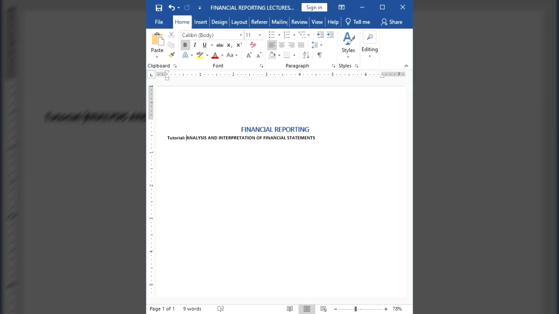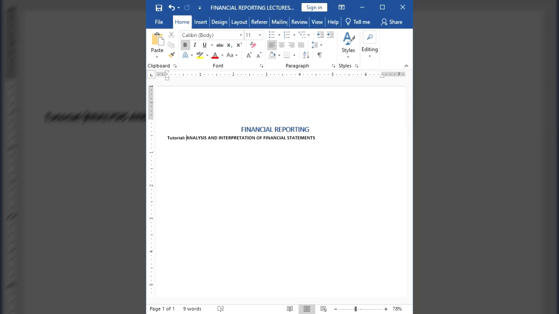So for instance, if a reporting entity's gross profit margin is 20% and the industry average is 25%, we say that the reporting entity who has 20% gross profit margin has not done well in relation to the industry average, because on the average in the industry the gross profit margin is 25%. So these and many more are practical aspects of analysis and interpretation of financial statements.